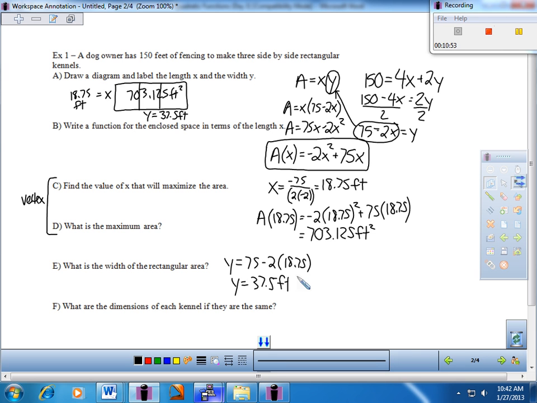But it says, what are the dimensions of each kennel if they are the same? Again, that was never initiated in the problem, and it actually didn't affect the problem at all. But if they're the identical 3 kennels side by side, it looks like we have the same length. Everyone okay with the fact that the width would just be a third of that? Here's 1, here's 2, here's 3. So if we take that and divide by 3, it looks like it's going to work out pretty well.